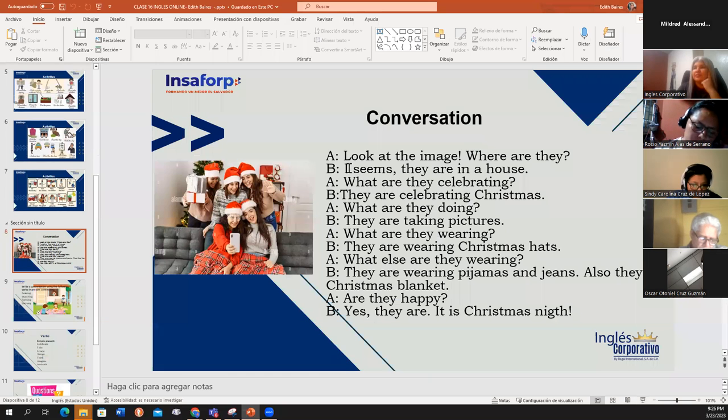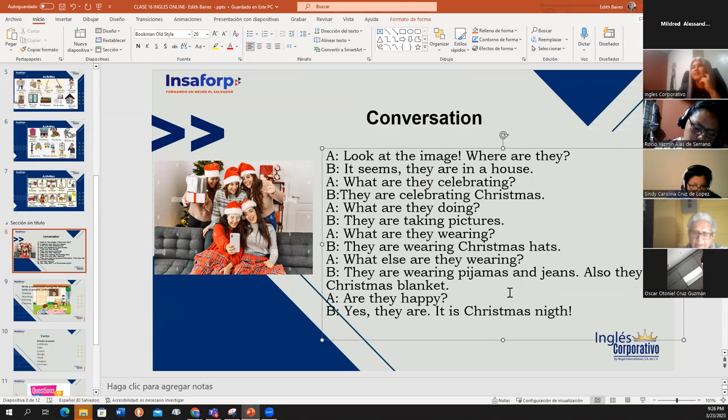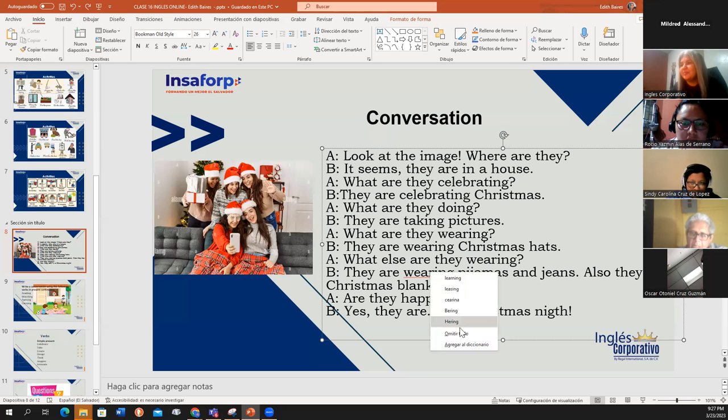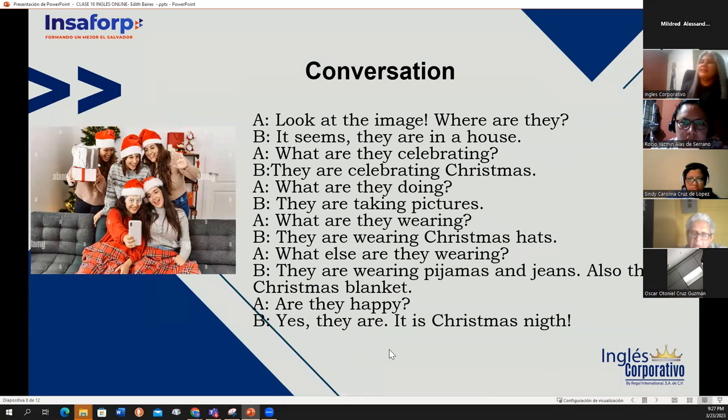Very good. Okay, it is missing a letter T there. Do you think that they are wearing pajamas? Sweaters, maybe, right? Or do you think that those are pajamas? I do wear pajamas on Christmas Eve, teacher. Yes? Okay. It could be. Who else wants to read that?